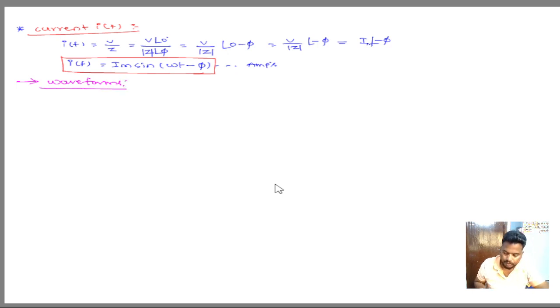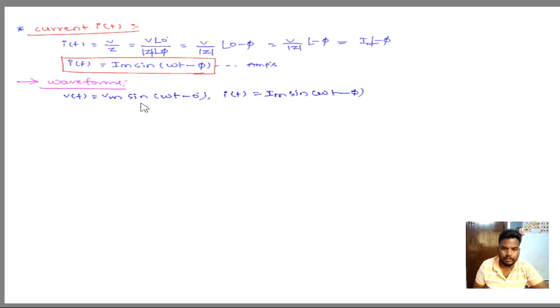To draw the waveforms, we need the instantaneous current equation and the instantaneous voltage equation. What is the instantaneous voltage equation? V of t is equal to Vm sin omega t, and I of t, which we just calculated, is Im sin of omega t minus phi. Observe that the voltage angle is 0 and the current angle is minus phi, meaning the current starts after the voltage.